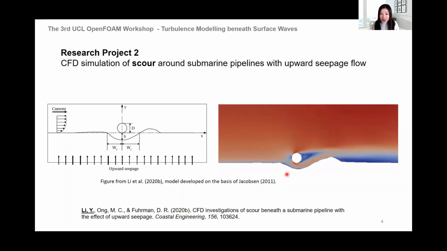Here you can see the change of the seabed during the scour process. And this work is basically using the dynamic mesh technique. Again, for details, you can check my paper published in Coastal Engineering last year.